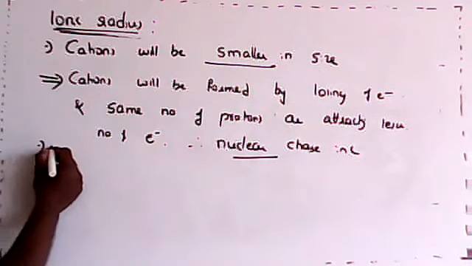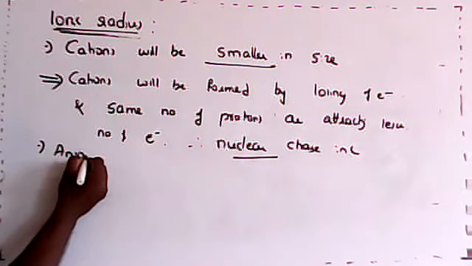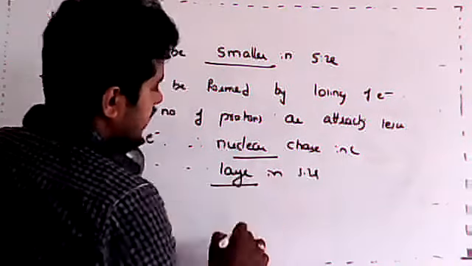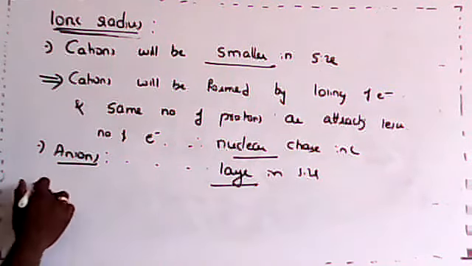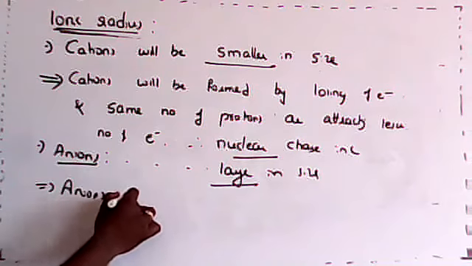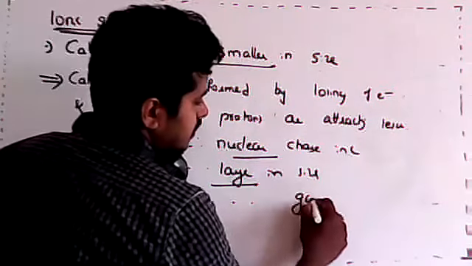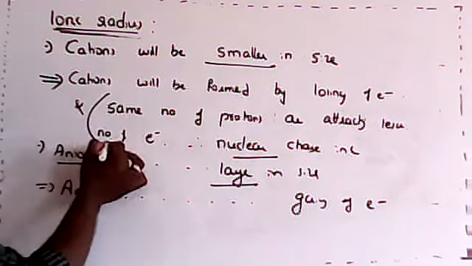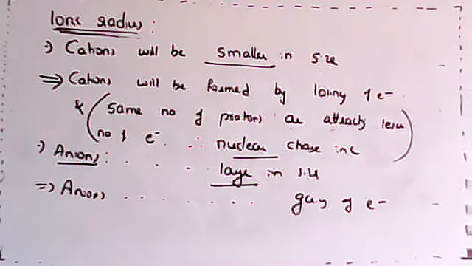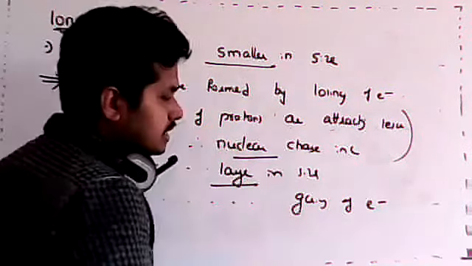Let's understand the same thing with the anions then. Anions will be larger in size. So why would it be larger in size? Because anions will be formed by the gaining of electrons. Same sentence you can write with a slight change: same number of protons are attracting more number of electrons, therefore effective nuclear charge decreases. Okay, the same sentence with a slight change. Got it?